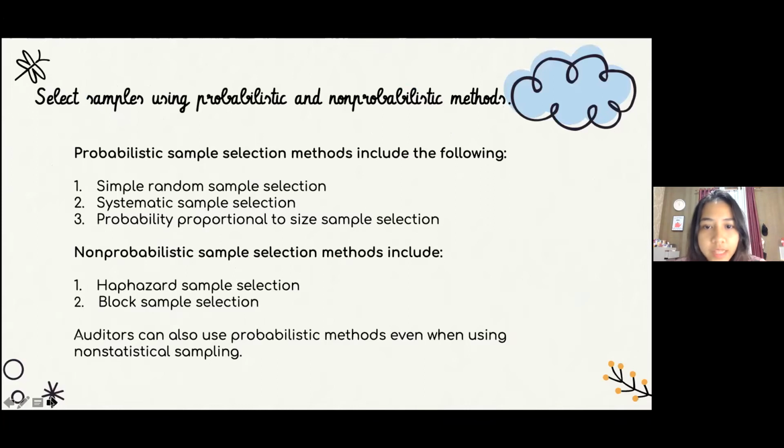Probabilistic sample selection methods include the following. The first one is simple random sample selection. The second one is systematic sample selection. And the third one is probability proportional to size sample selection. And the non-probabilistic sample selection methods include, the first one is haphazard sample selection, and the second one is block sample selection. Auditors can also use probabilistic methods even when using non-statistical sampling.